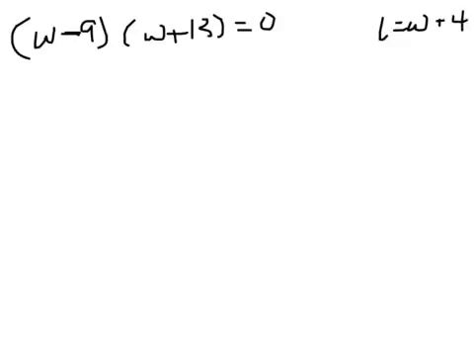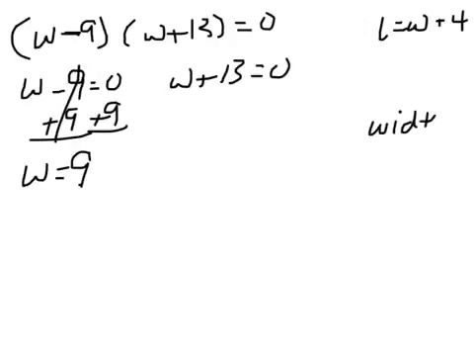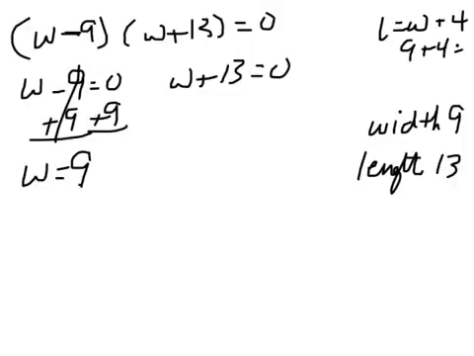Okay. So now, let's solve this. If I have two things that multiply to give me 0, I set each factor equal to 0 because either one could be 0. And we solve. We add 9 to both sides on the left one. I get W is 9. So if my width is 9, then my length would be 9 plus 4, which would be 13. I could have just plugged it in up here, right? 9 plus 4 is 13.